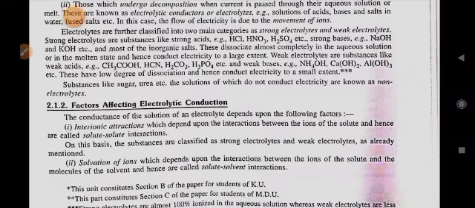Factors affecting electrolytic conduction. The conductance of the solution of an electrolyte depends upon the following factors: interionic attractions, which depend upon the interactions between the ions of the solute and hence are called solute-solute interactions. On this basis, the substances are classified as strong electrolytes and weak electrolytes as already mentioned. Solvation of ions, which depends upon the interaction between the ions of the solute and the molecules of the solvent and hence are called solute-solvent interactions.